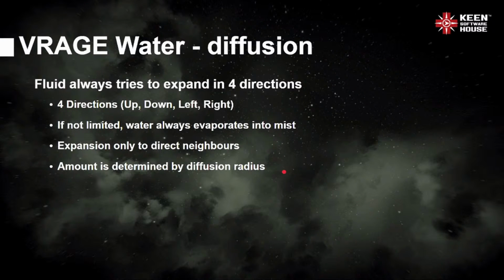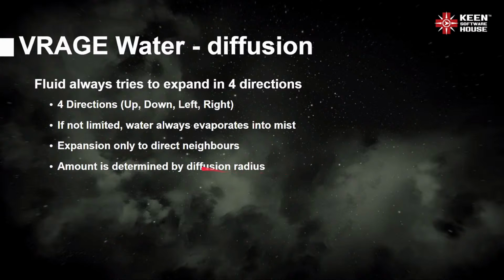Okay, let's talk. This was about forces. And now let's talk more about diffusion. One of the reasons why this algorithm is so fast and easy is that water can expand only in 4 directions, only into right next neighbors, like up, down, left, right. It's a big difference to the particle approach, where you need to find the neighbors and it's dynamic. Here it's always set up and it's always the same.